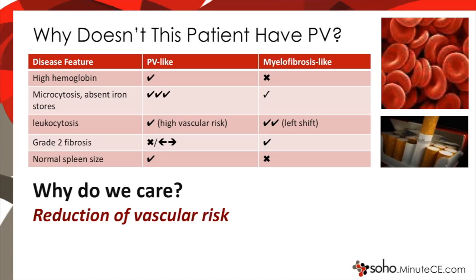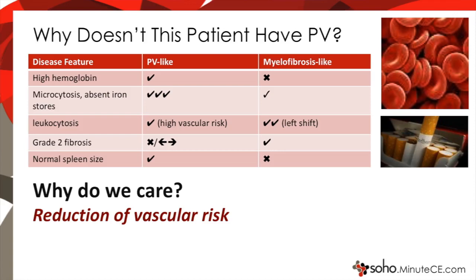From a clinical standpoint, particularly an asymptomatic patient who has vascular risk, this was a patient who had features of several different MPN subtypes. He had some polycythemia vera-like features, including a high hemoglobin, which we don't typically see in myelofibrosis, a normal spleen size, again, atypical for myelofibrosis.